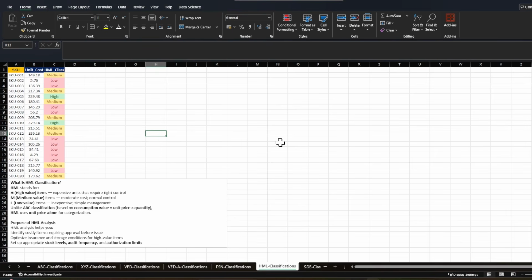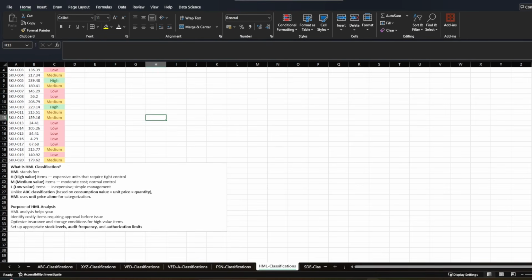As you know, ABC classification was value based, and XYZ classification was based on demand variability, but HML classification is based on the unit price, or the unit cost, sorry. HML stands for high value, medium value and low value. High value items are expensive units, and they require tight control because too much money is involved. Medium value units have moderate cost and normal control. Low value items are inexpensive and simple management is good enough for them.